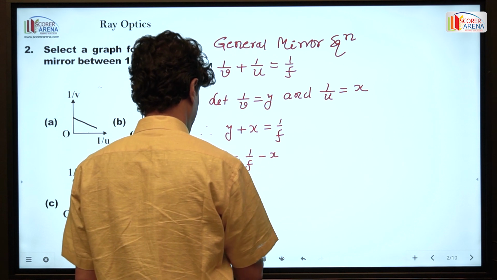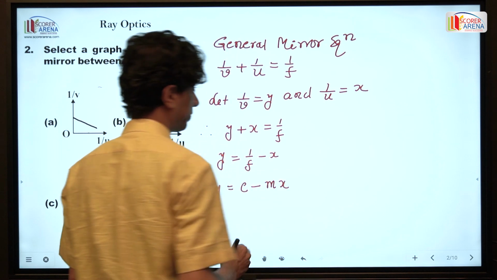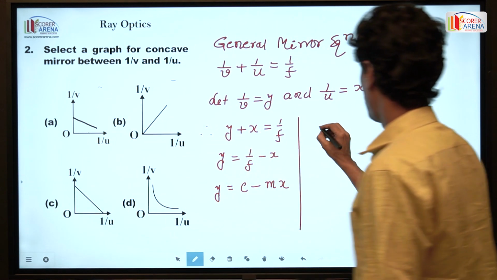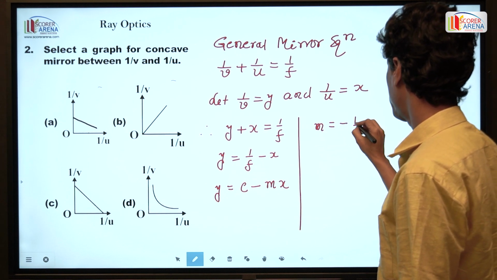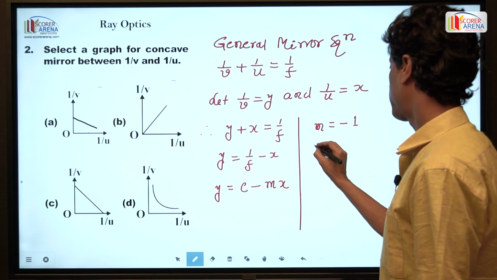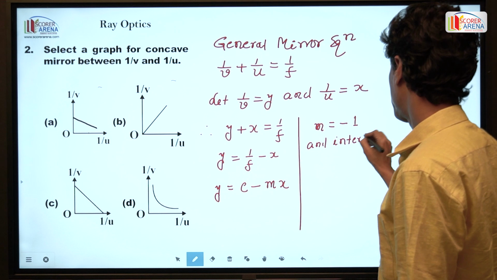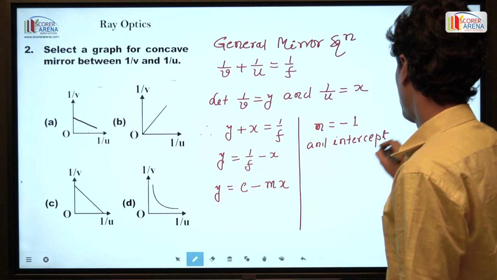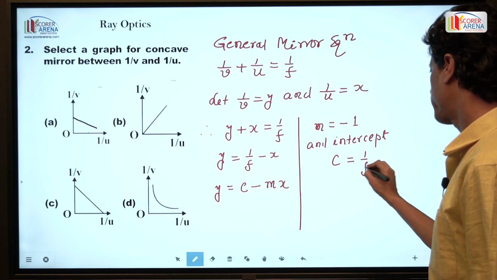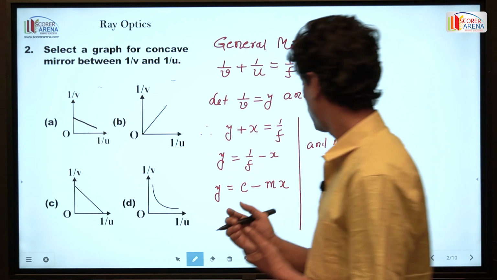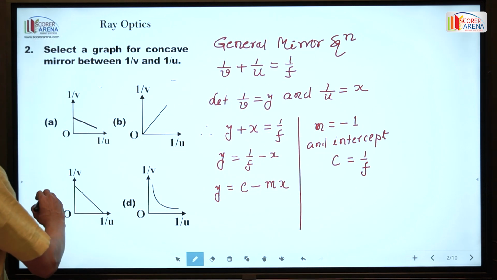This equation can be compared with the straight line equation. Here the slope of the graph is minus 1 and intercept c is equal to 1 by f. So this is the equation of straight line with the slope minus 1 and intercept is 1 by f. So therefore here the right option is C.